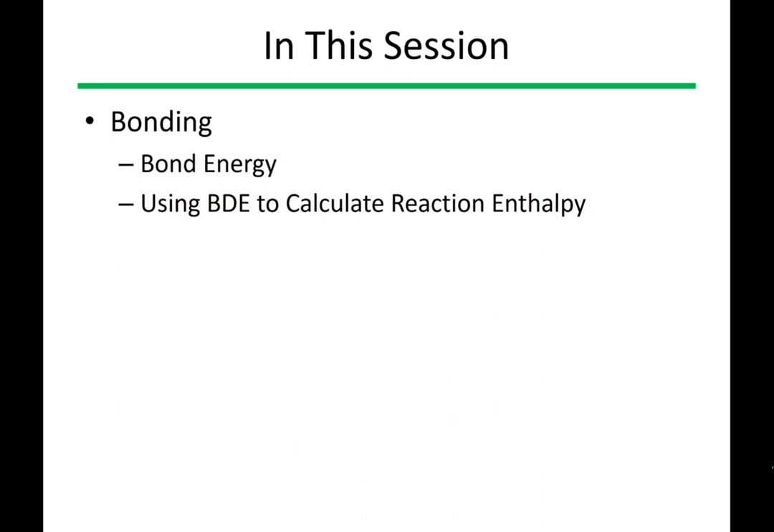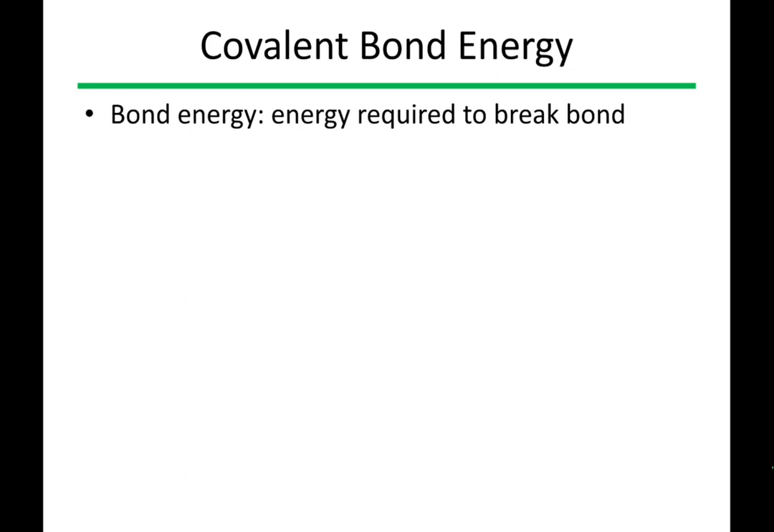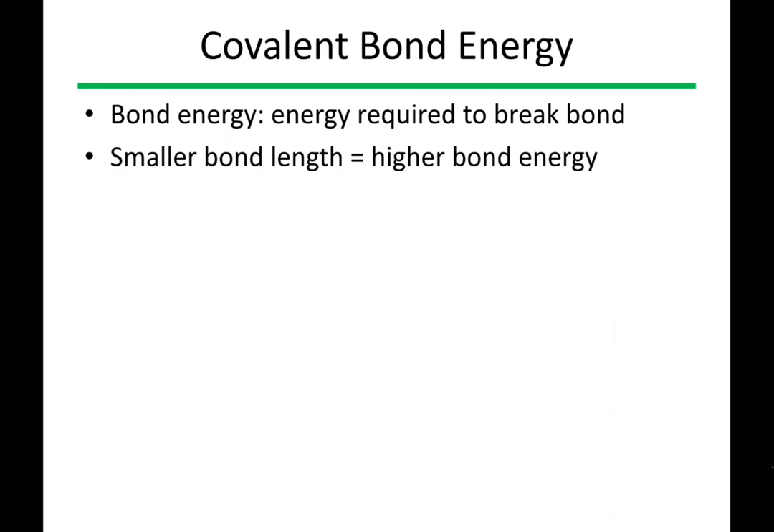In this video, we'll talk about bond energy, and we'll look at using bond dissociation energy to calculate the enthalpy of reactions. So the bond energy will be the energy required to break a bond. And relating to bond length and bond order, a smaller bond length means a higher bond energy. So shorter bonds are going to require more energy to break.